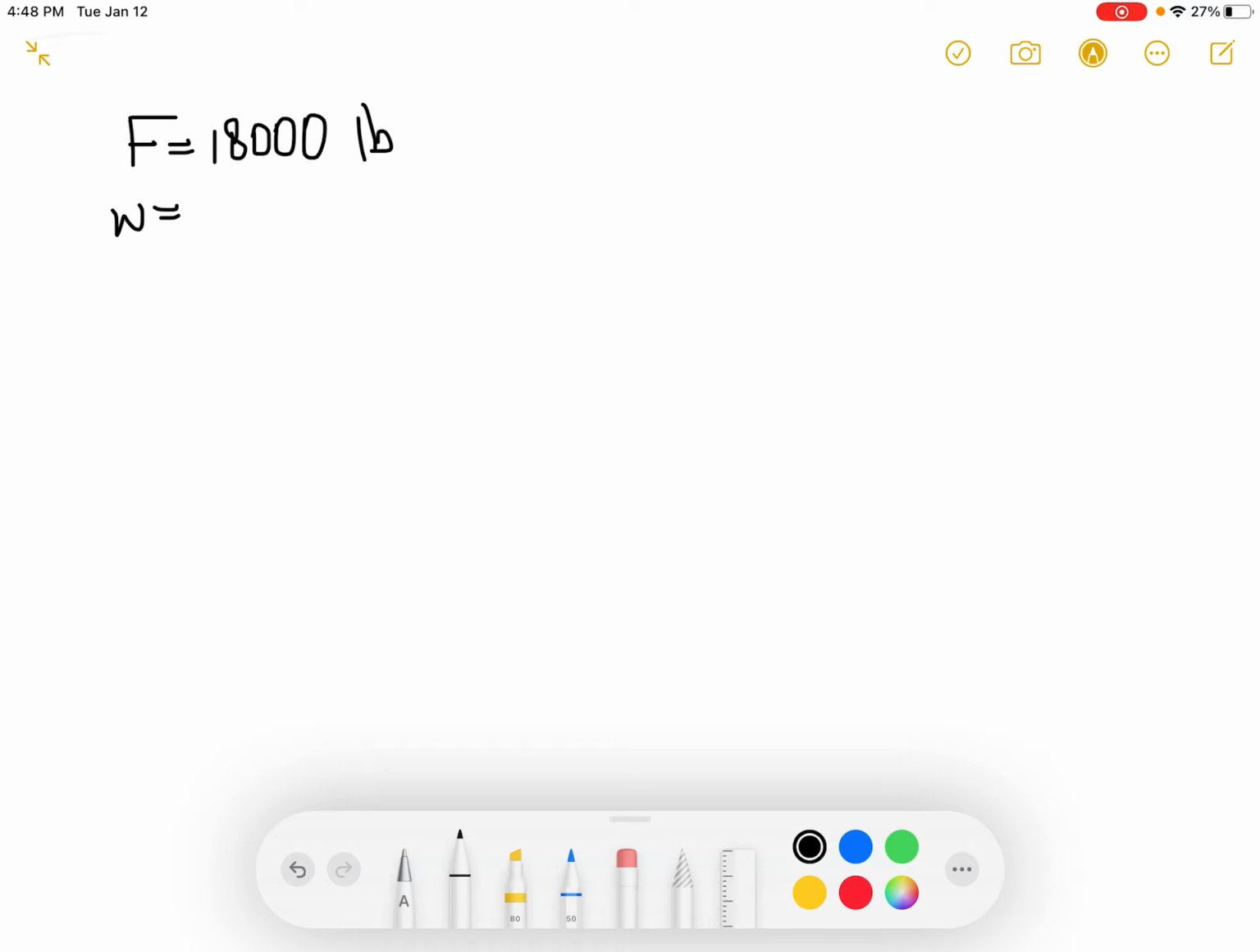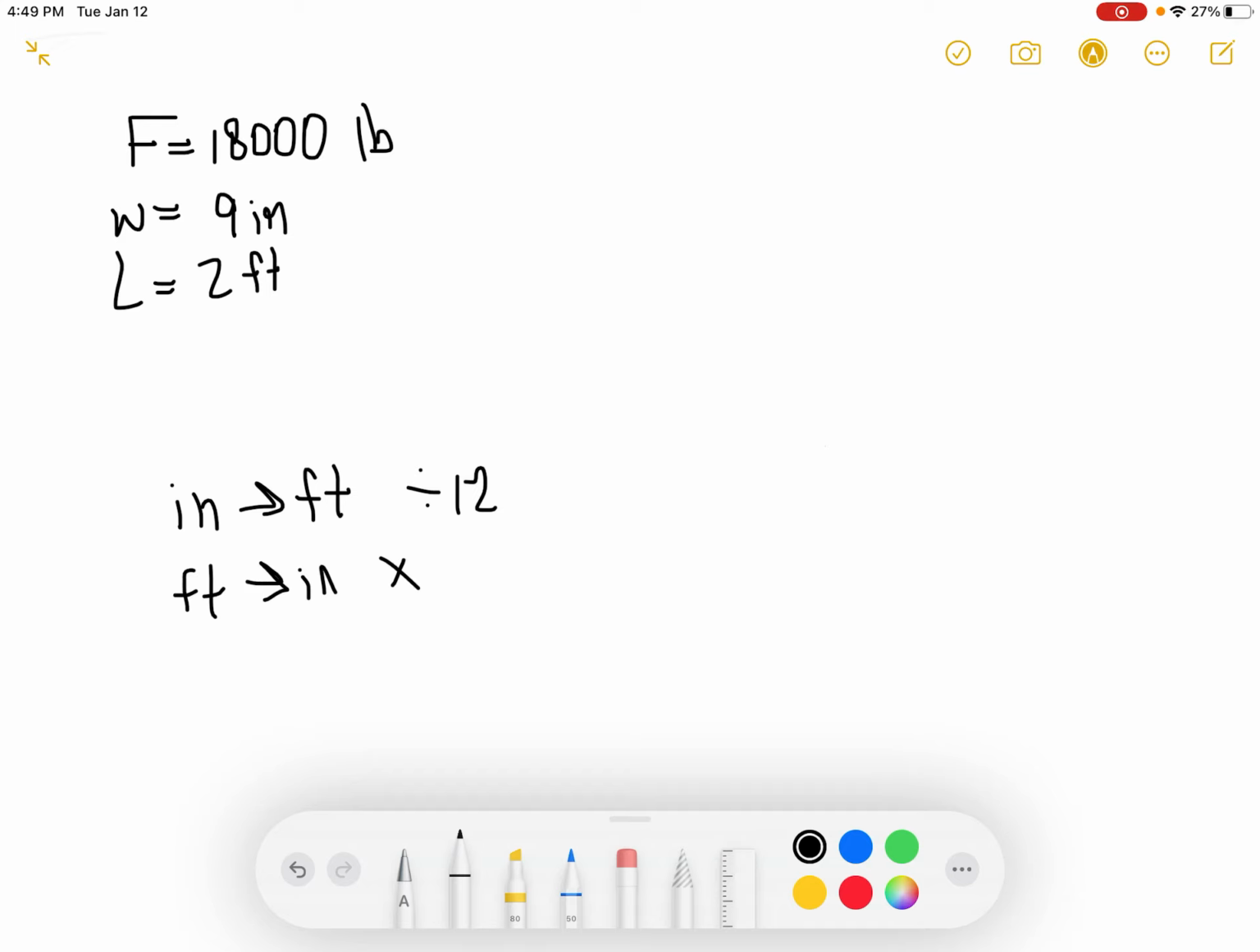So we said 9 inches. Is that supposed to be in inches? Yes. The length, though, it said it is 2 feet long. Is it supposed to be in feet? No. So we need to convert it to inches. Sometimes in this course we've had to convert from inches to feet. When you do that, you divide by 12. But when you convert from feet to inches, you multiply by 12. So that's all we'll have to do. Multiply by 12 and we get 24 inches.